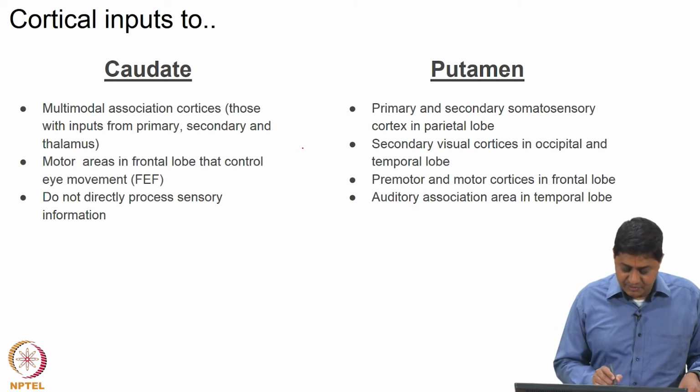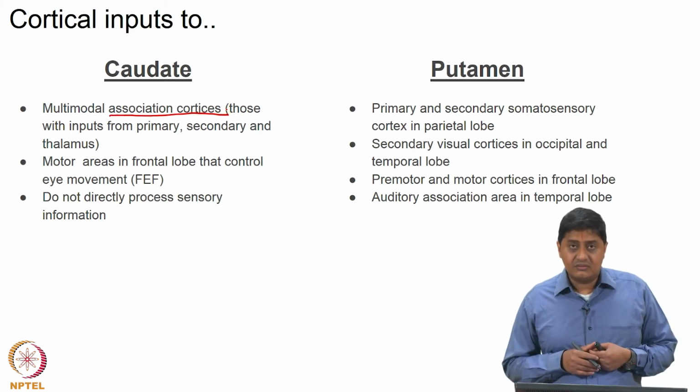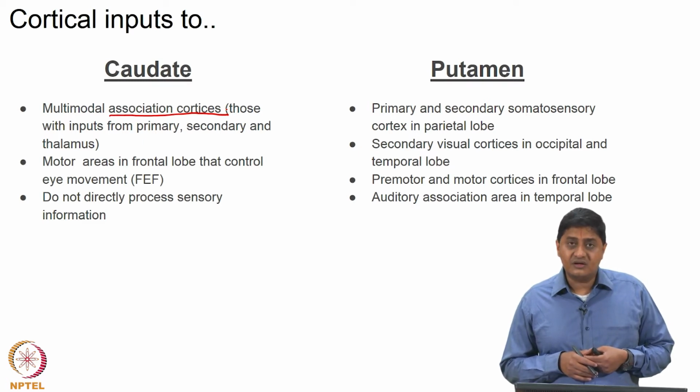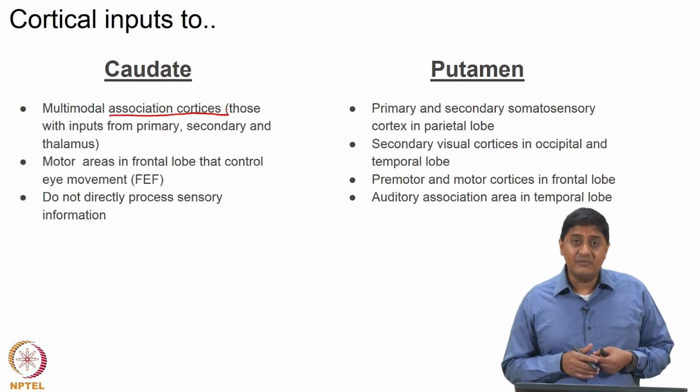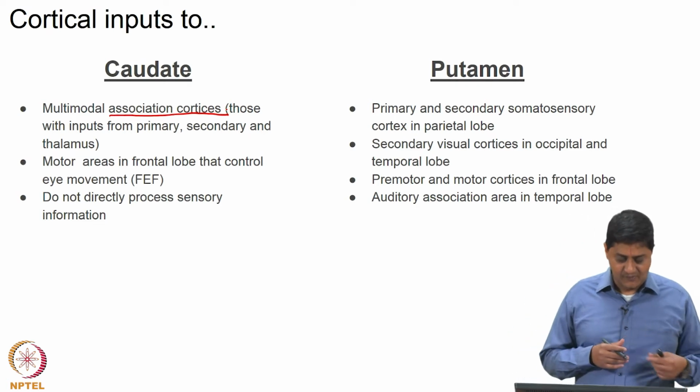Caudate receives inputs from multimodal association cortices. So, multimodal association cortices means those areas of the cortex that receive inputs from primary and secondary sensory cortices and thalamus, right.